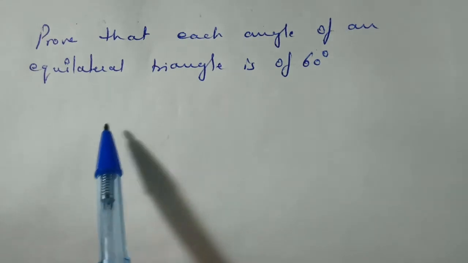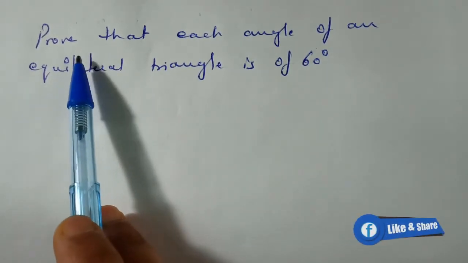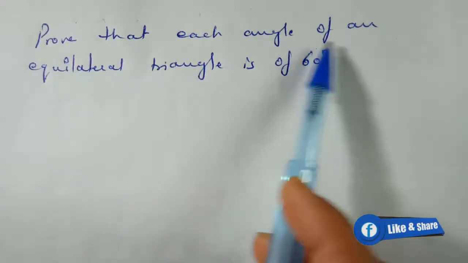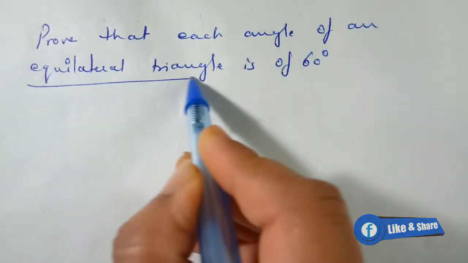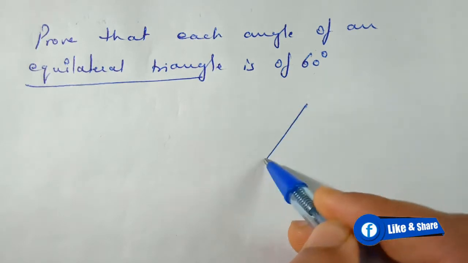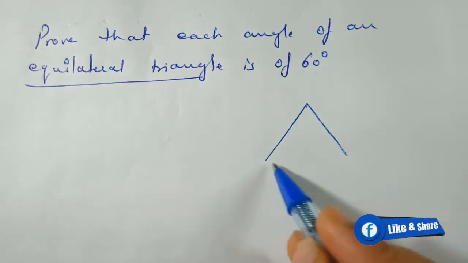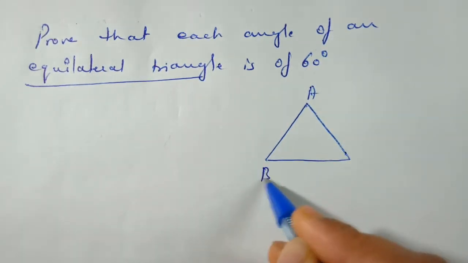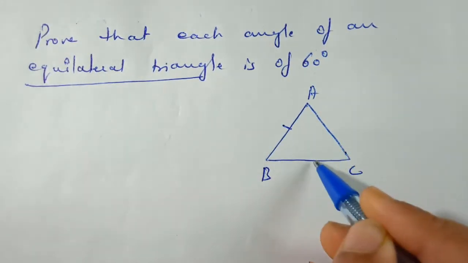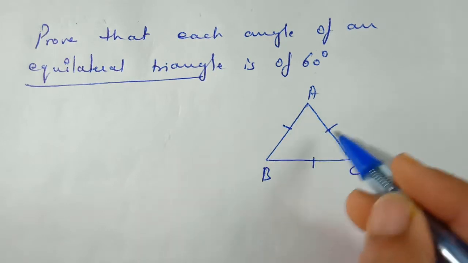Yes, students, today we are going to prove one of the statements, that is, prove that each angle of an equilateral triangle is of 60 degrees. There is a triangle, it is equilateral. What is an equilateral triangle? The triangle in which all sides are equal. It means if we take triangle ABC, then sides AB, BC and AC, all the three sides are equal.